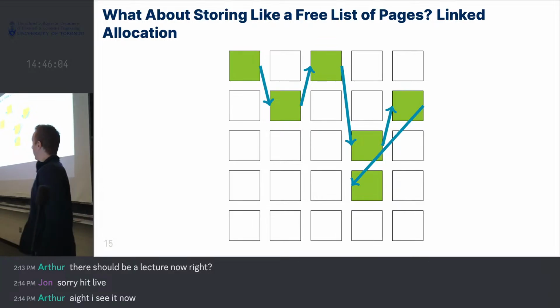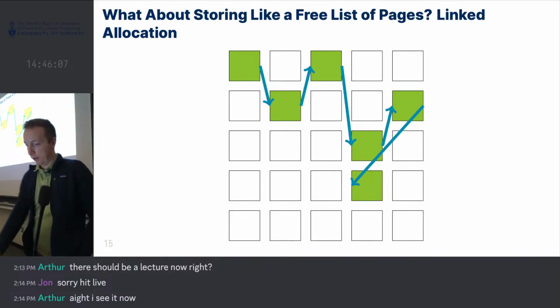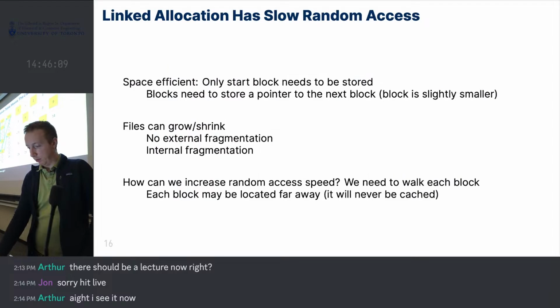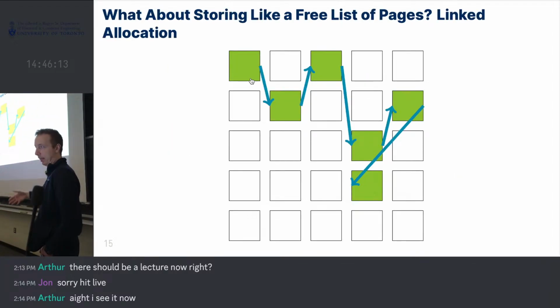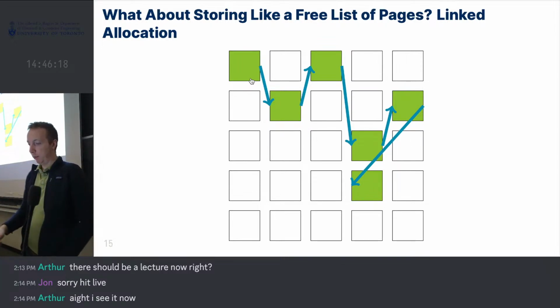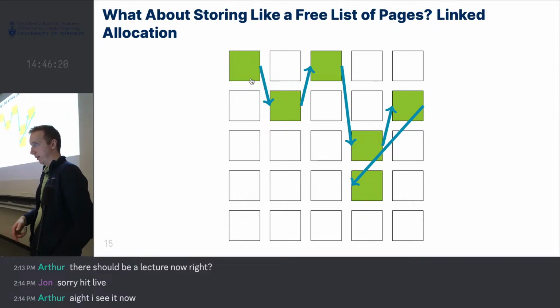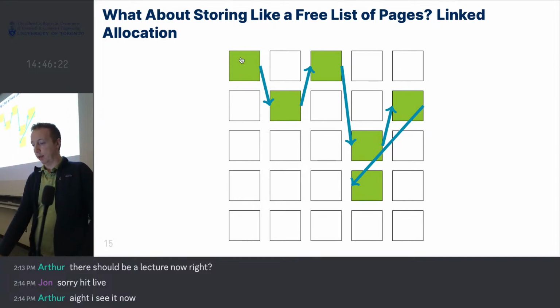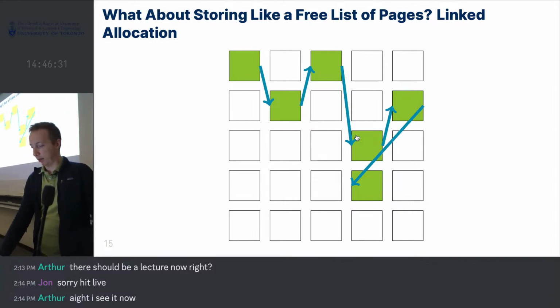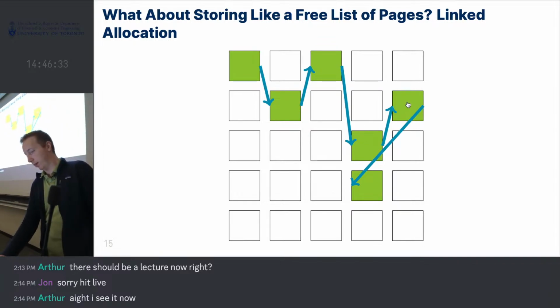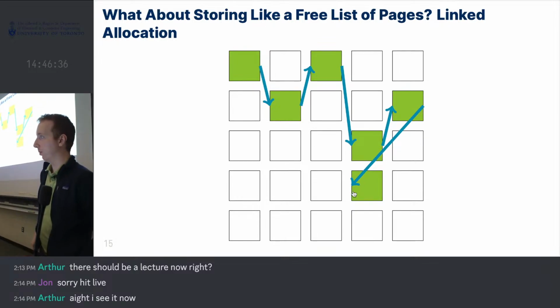So in this case, if I have the green file, I would also save some bytes at the end of each block to point to the next block. So if my green file is 6 blocks large, it could start at block 0, and then the next block could be this, next block could be this, and the final block could be this one.